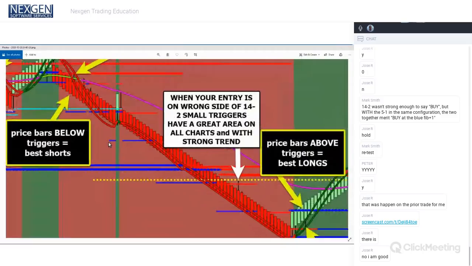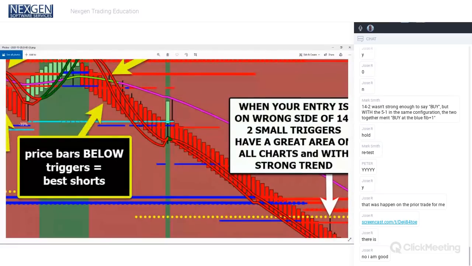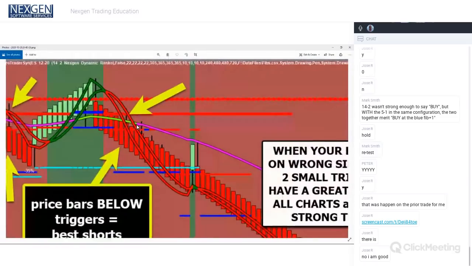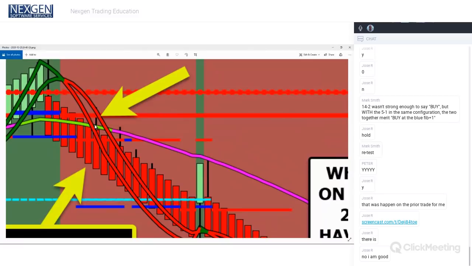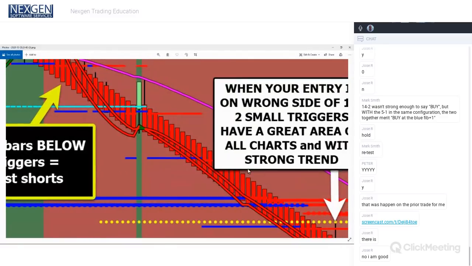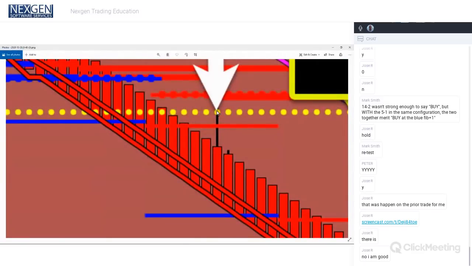Look, the idea is price bars below your triggers equals your easier shorts. Right? So, this is a 14-2 chart with just a small trigger on it. So for simplification, price bars below down triggers makes for easier shorts. And I'm not saying that you can't still sell on the wrong side, right? But I'm just giving you a quick thought here. If the entry is on the wrong side of your 14-2 triggers, so let's say you took an entry short on the wrong side of your triggers.